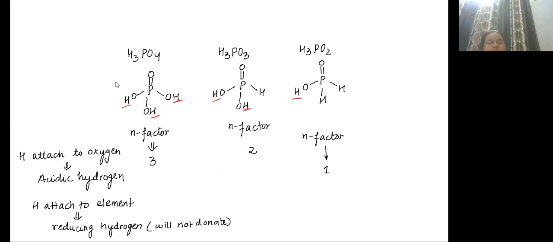So in acid, basically N factor is the number of H plus it can donate, but H3PO4, H3PO3 and H3PO2 are exceptions. You can learn them by learning their structures, or directly you can learn. H3PO4 N factor is 3, H3PO3 N factor is 2, H3PO2 N factor is 1. As the oxygen atoms decrease, N factor also decreases.